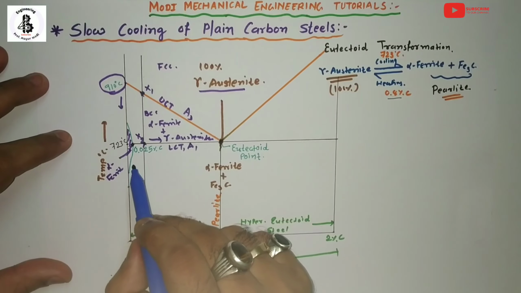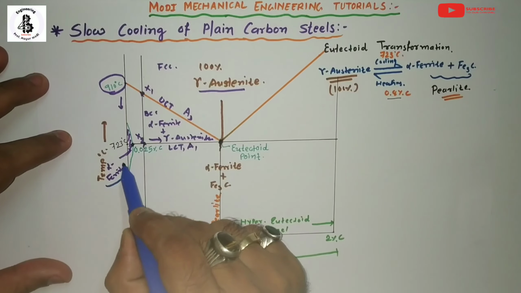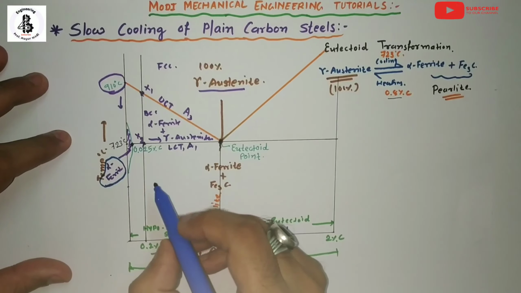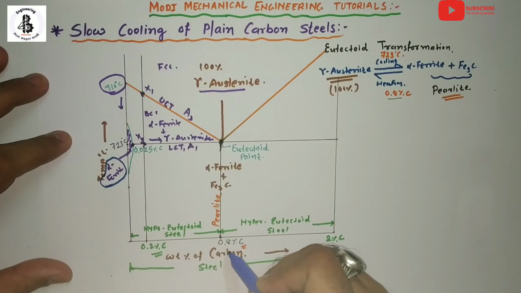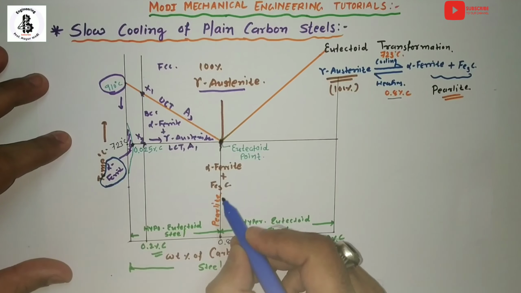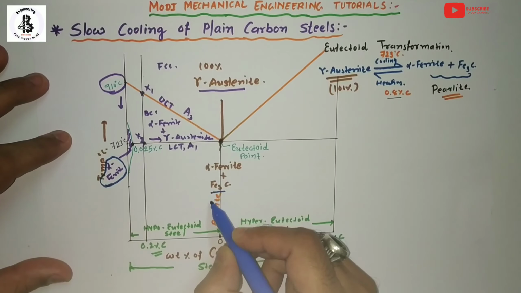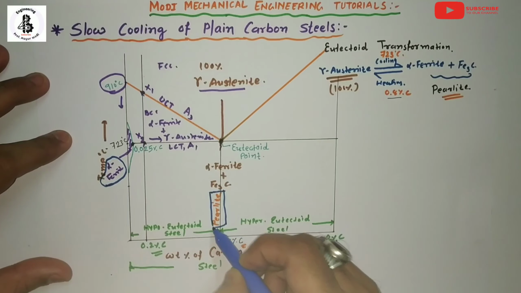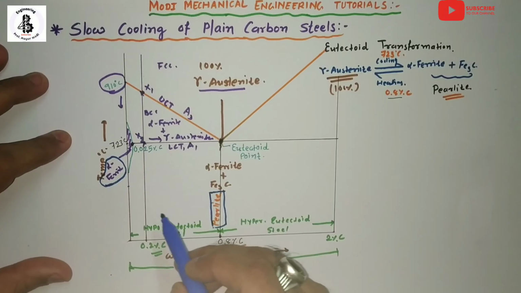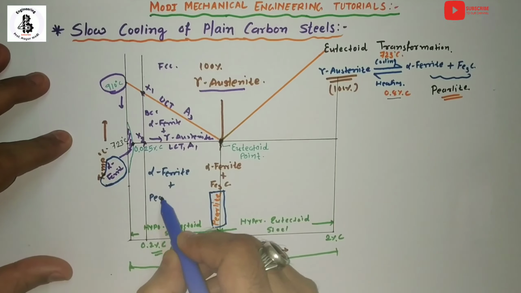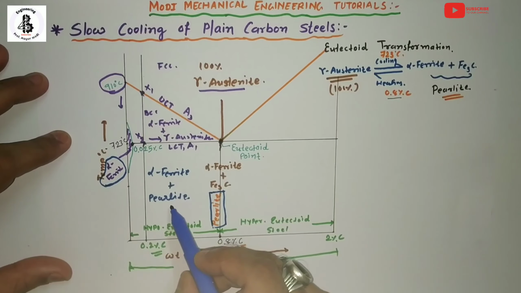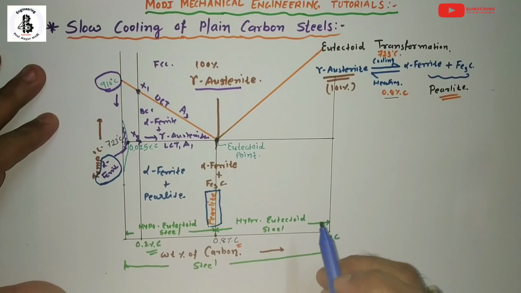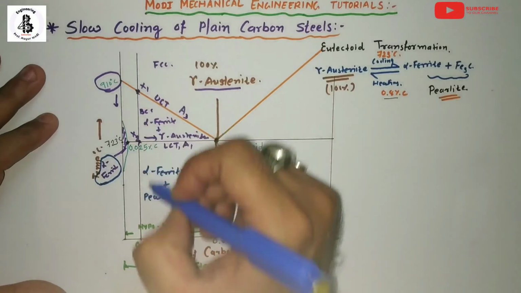Now from these regions, there will be enrichment of iron, and the solubility with respect to carbon, and the formation of only a single phase, the alpha ferrite, and that will be at 0.8% carbon. That will be the proper mixture of alpha ferrite plus cementite, which will be known as pearlite. So in between, that will be alpha ferrite plus pearlite.